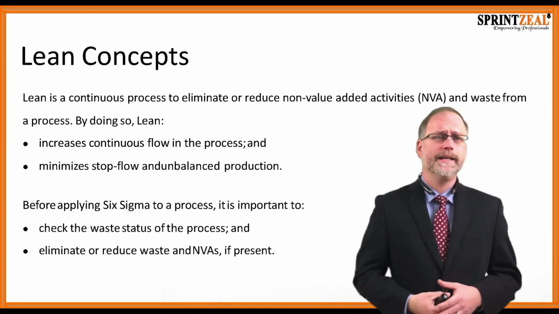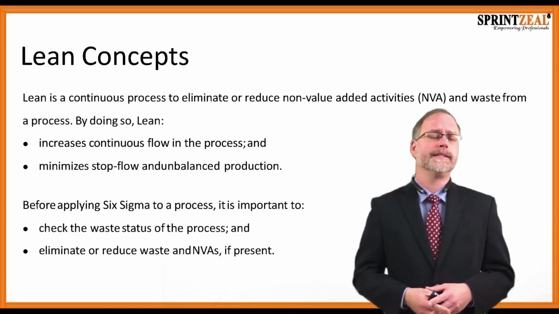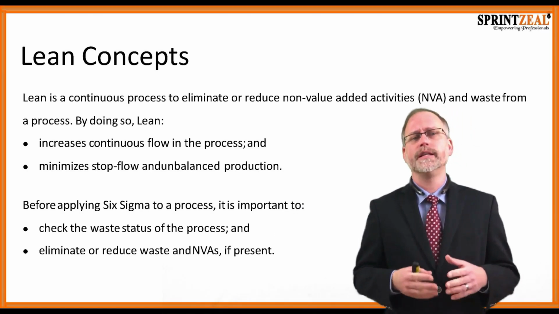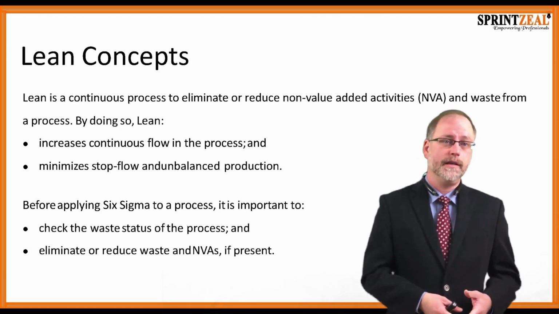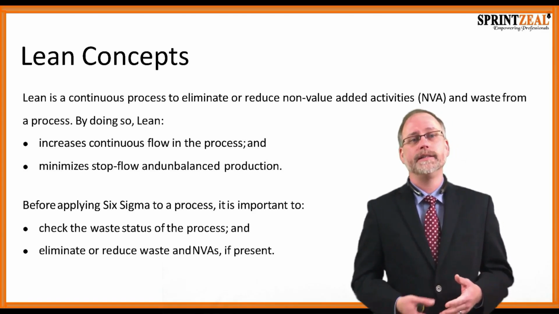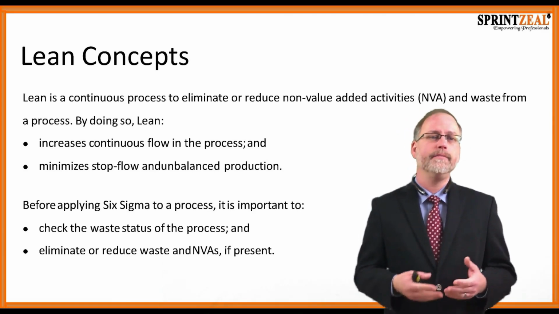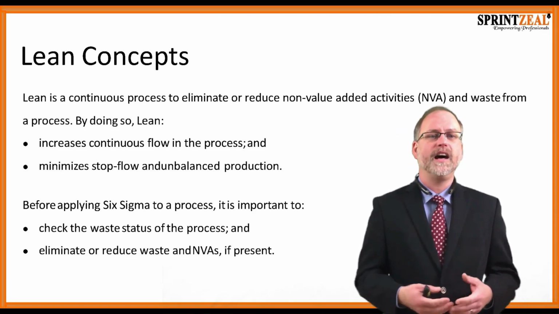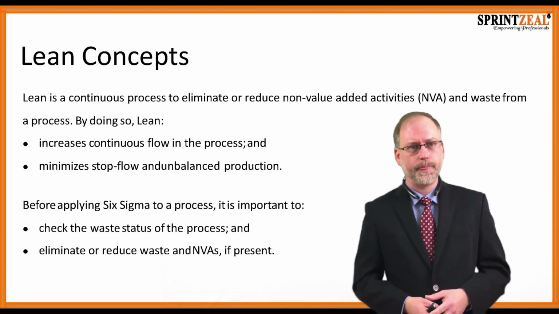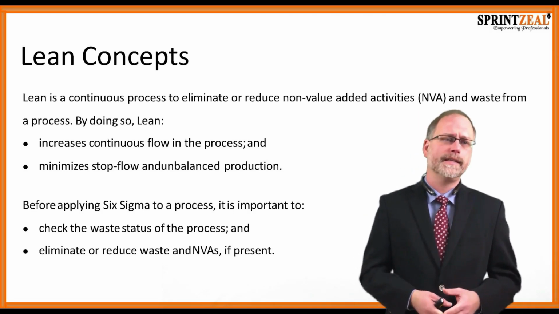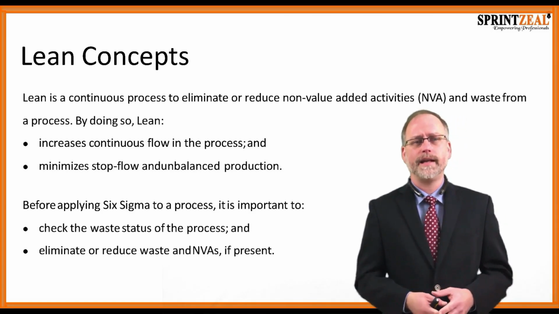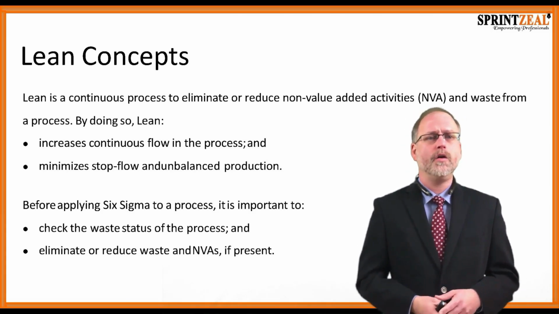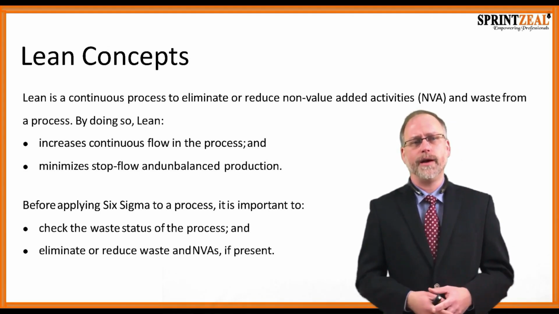So lean is a continuous process that is designed to eliminate or reduce non-value added activities and waste from a process. And we do it by increasing continuous flow in the process and minimizing stop flow and unbalanced production. Now, before applying Six Sigma to any process, it is important to check the waste status of the process and to eliminate or to reduce waste and non-value added activities.